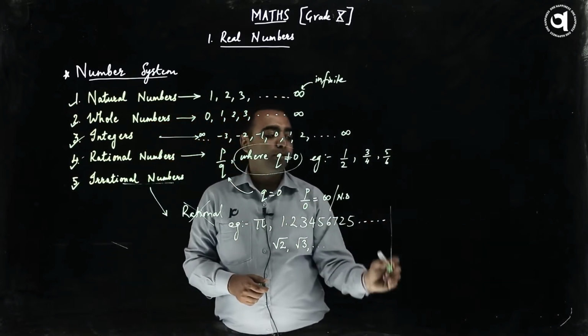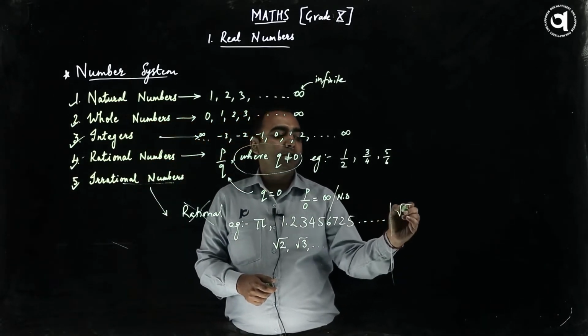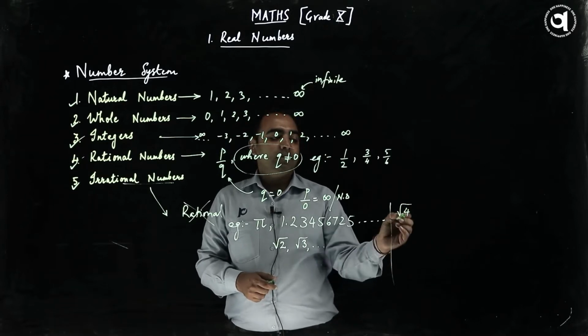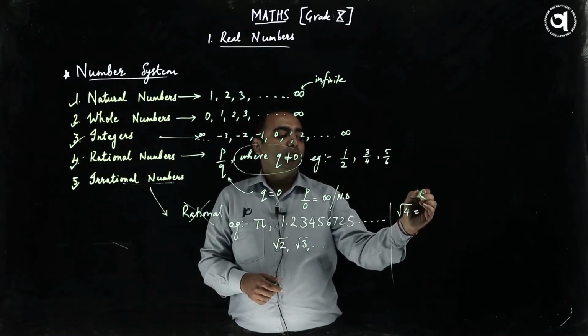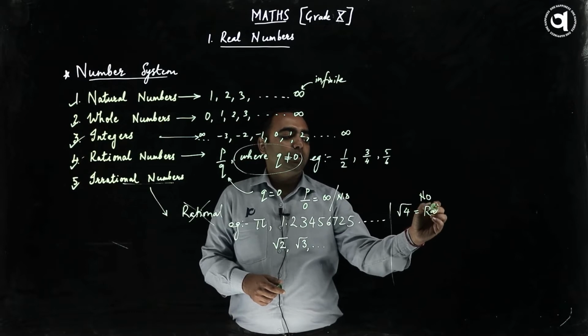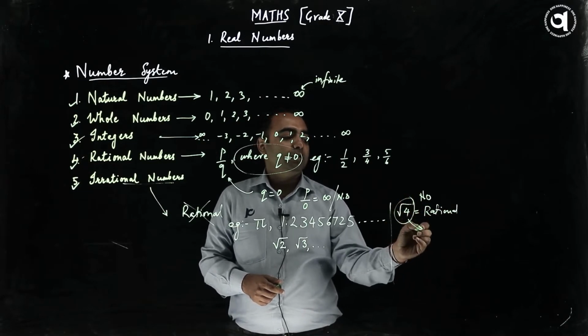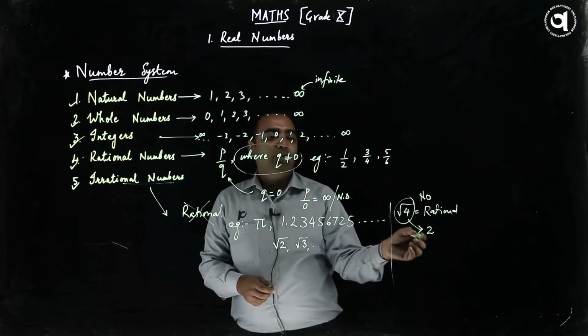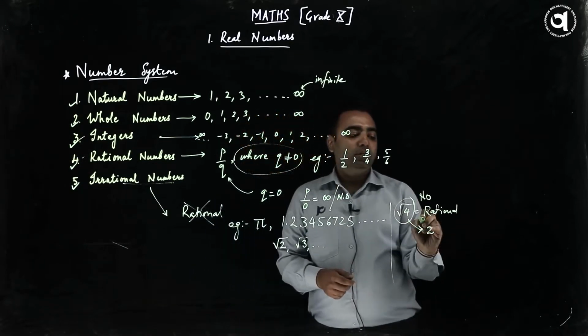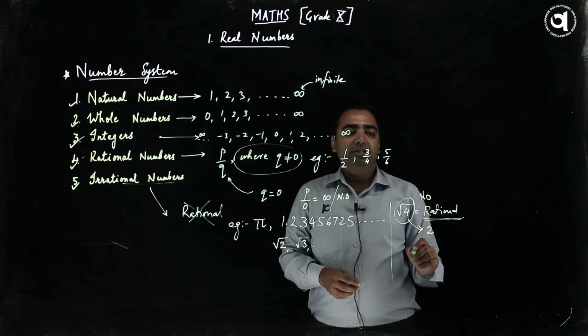Now say, for example, I consider root 4. Can we say this is an irrational number? No, because it is a rational number. How is it a rational number? If we take the square root of this number, it is 2, and any whole number is a rational number.